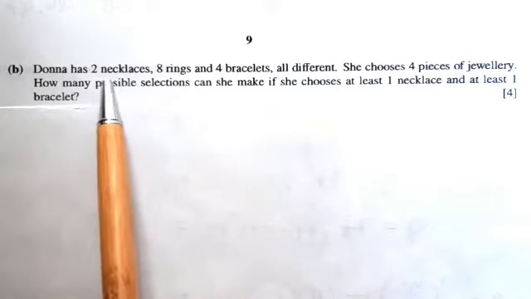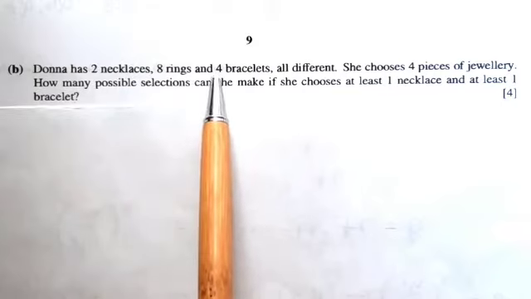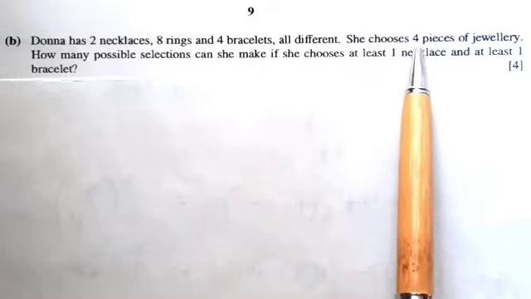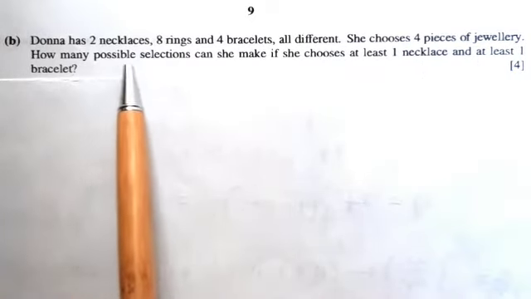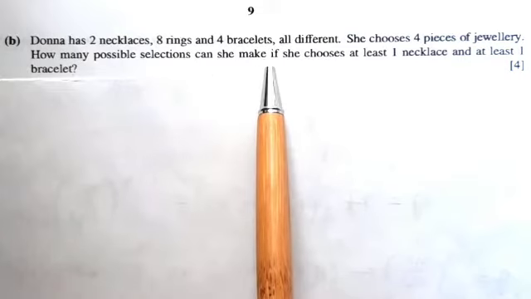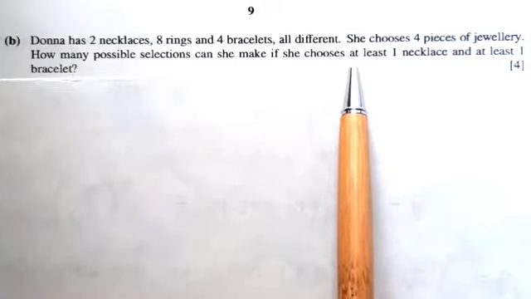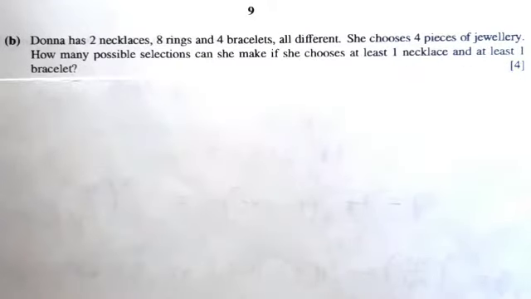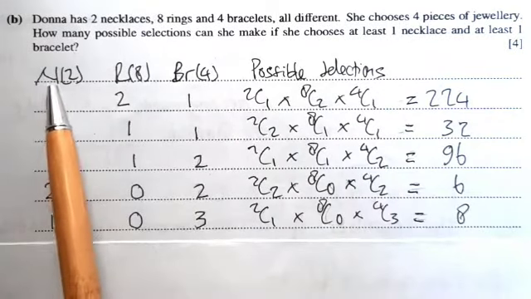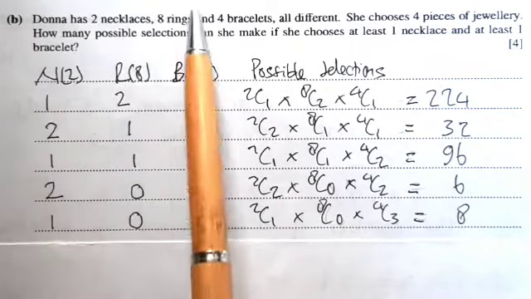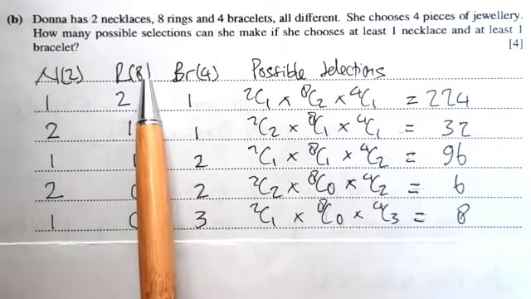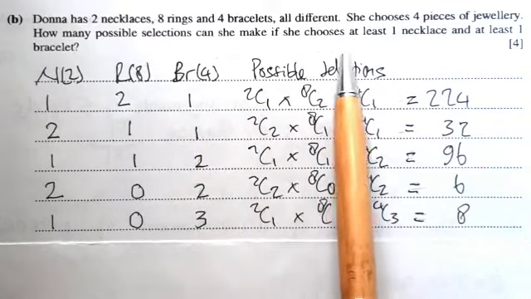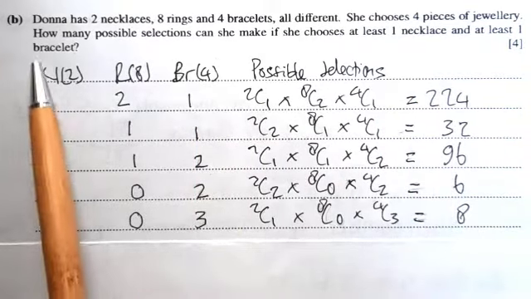B. Donna has 2 necklaces, 8 rings, and 4 bracelets, all different. She chooses 4 pieces of jewellery. How many possible selections can she make if she chooses at least 1 necklace and at least 1 bracelet? Now, here we have 2 necklaces, 8 rings, and 4 bracelets. The condition is at least 1 necklace and at least 1 bracelet.